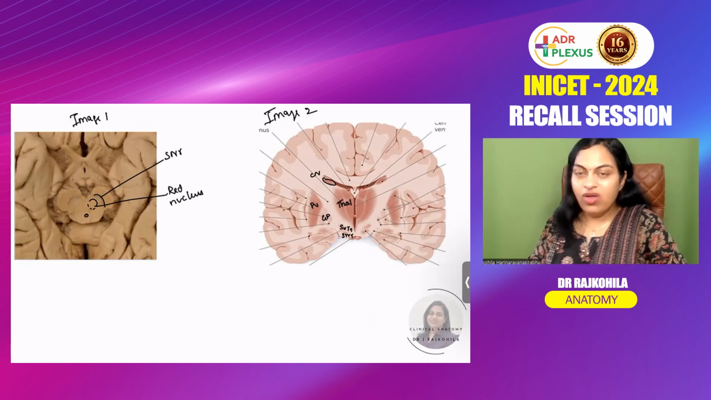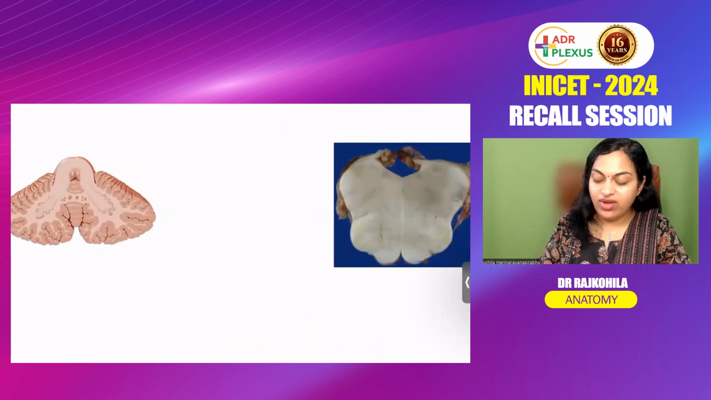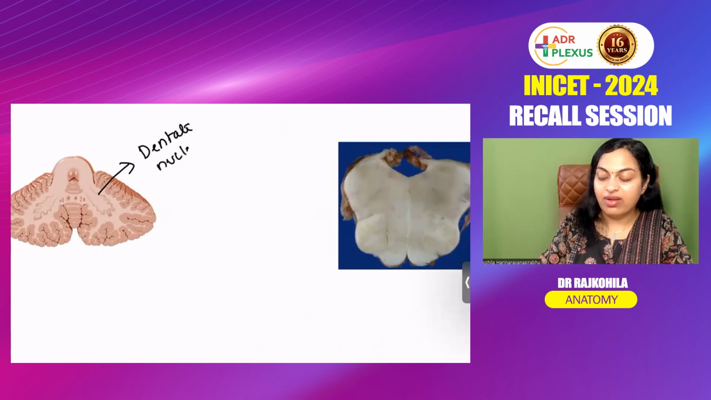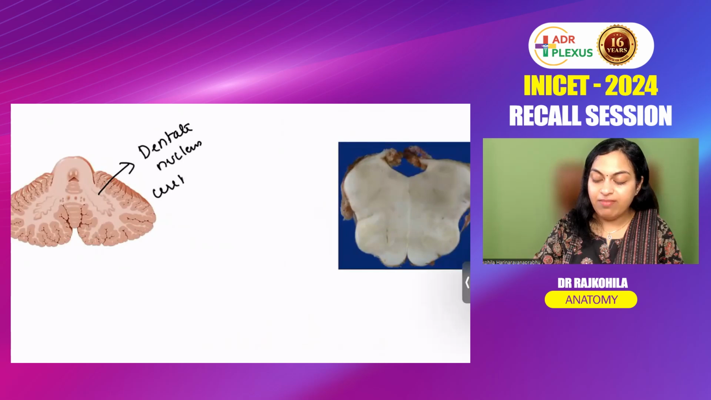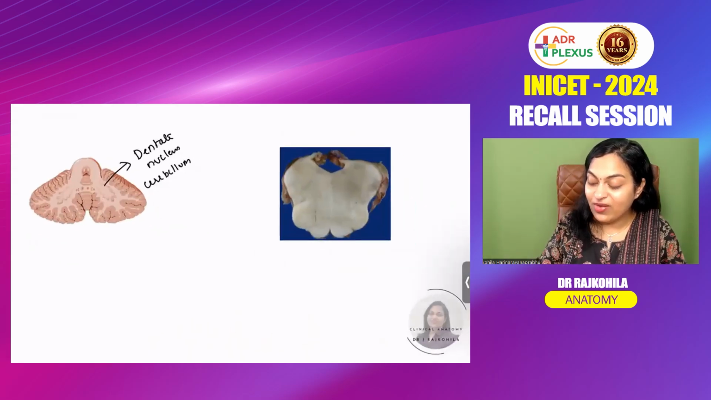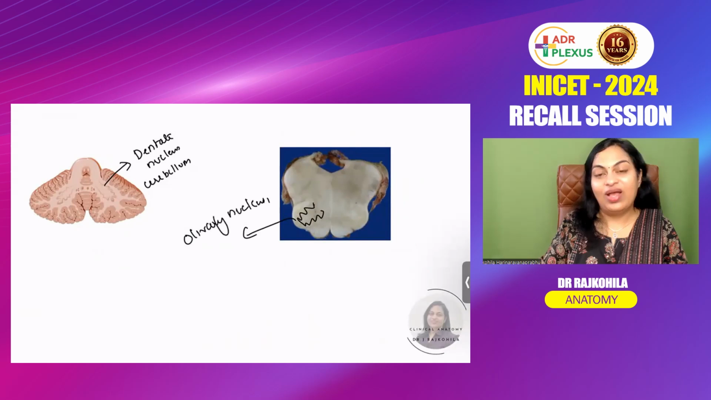But there was one confusion in the text messages that I got. Some people are talking about the dentate nucleus. I don't know whether you got to see any crumpled appearance, any wavy thing. This is the dentate nucleus of cerebellum. Another person was talking about the olivary nucleus of medulla. So, what was that you actually got?